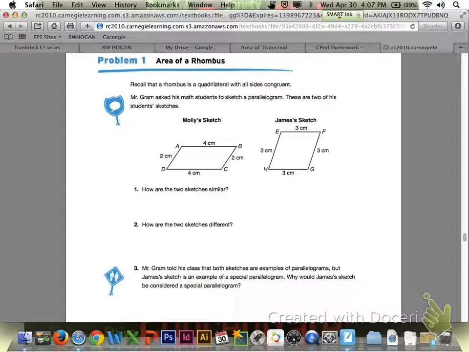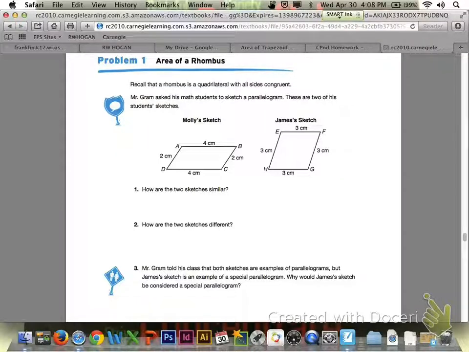If you take a look at page 876, let's start off with the area of a rhombus in problem number 1. Please have your cheat sheet handy that I gave to you, so that it helps you understand the difference between the characteristics in all of these quadrilaterals that we've talked about in chapter 13.